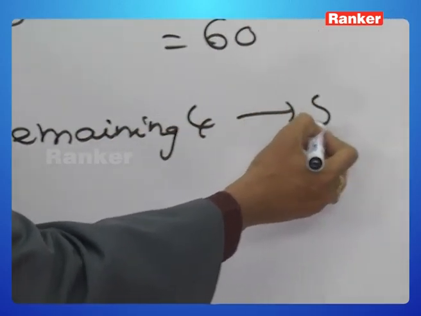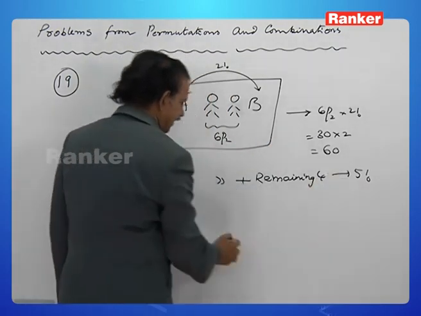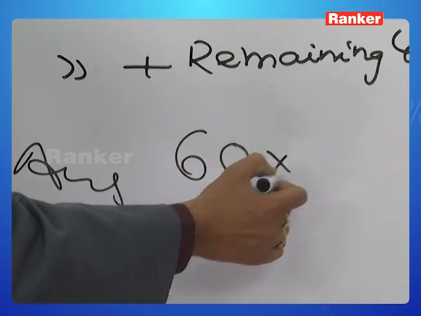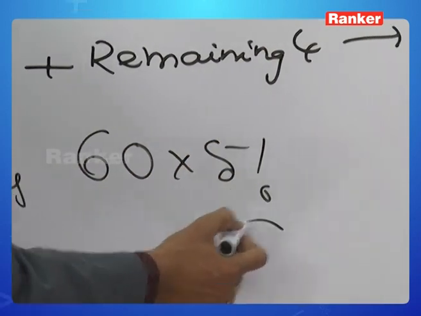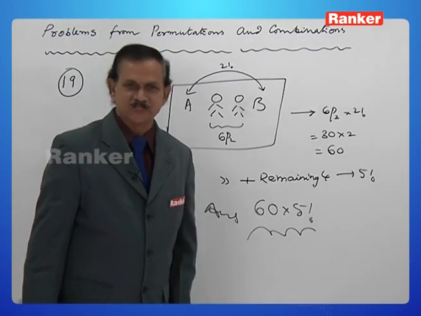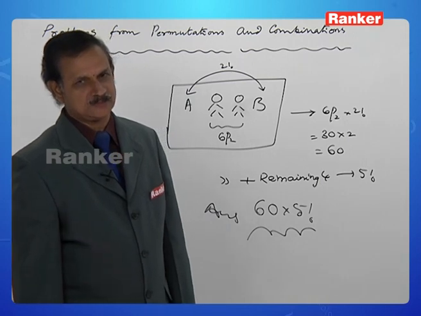Who can you arrange? 5 factorial. This is the first activity and this is the second activity. Therefore, the answer is 60 into 5 factorial. What is the right option? Option A, 60 into 5 factorial is the correct answer for this question.